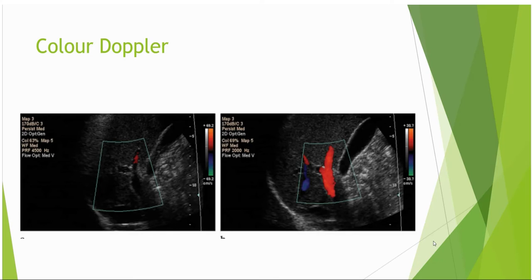As seen in the images here, the left displays very little colour information. The scale is set high at 69 centimetres per second. The image to the right has a smaller scale, set to 30 centimetres per second, and we can see that colour is much more significantly present within the colour window.